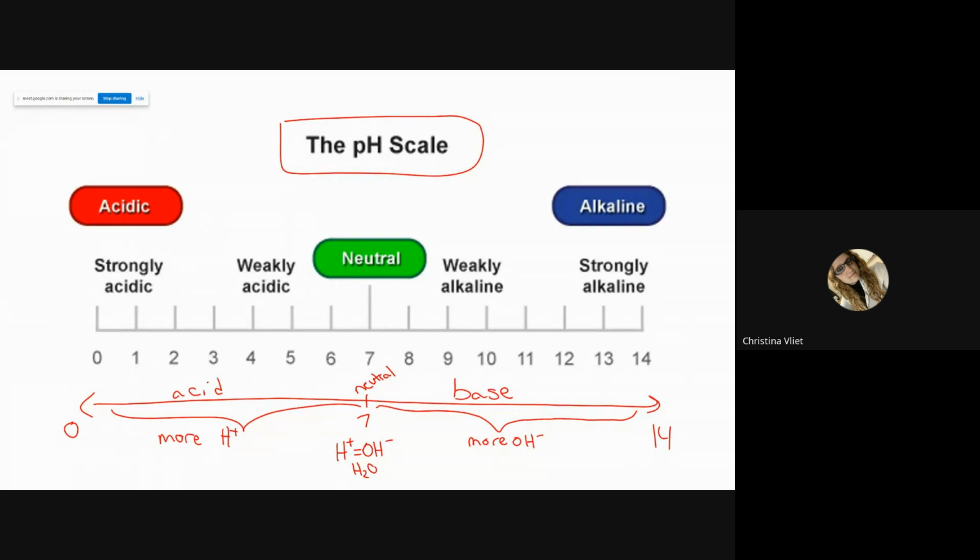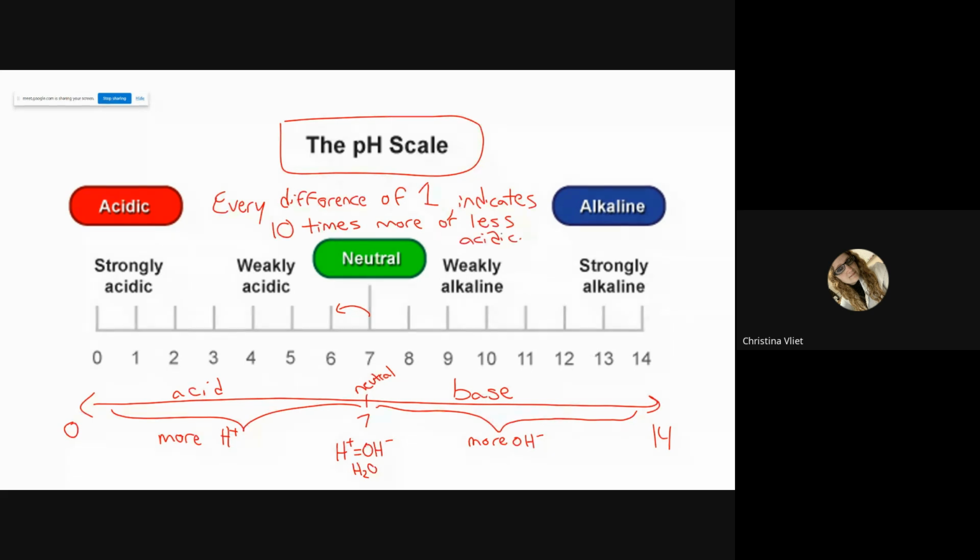And there's one more thing. I told you I'm really not going to get much into the math today, but I am going to state one thing. Every movement of 1 on the pH scale is actually a movement of 10 times more acidic or more basic. So you may want to write that down. Every difference of 1 on the pH scale indicates 10 times more or less acidic.